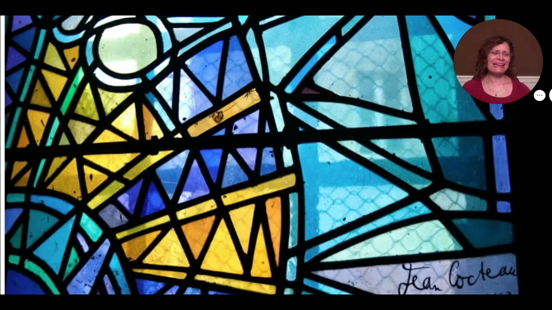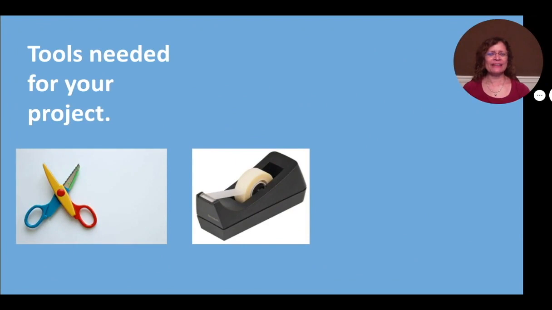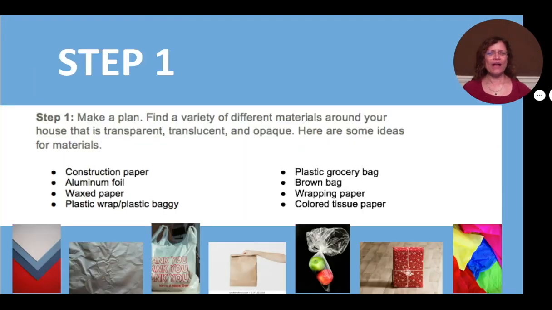Now that we've practiced identifying the different parts of the stained glass window, are you ready to start making your own stained glass project? Here's the first page of the task for making a stained glass project with different materials. You'll want to ask an adult to help you with this project. Before you start, collect the tools that you will need. Specifically, you will need scissors and tape to complete the project. Ask your grown-up at home to help you with those items. For step 1, you will need to collect some different materials from around your house. Ask an adult to help you find them.